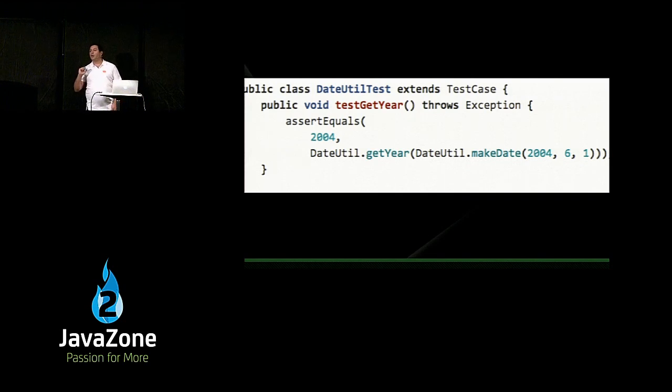If it fails, you don't know which one of the calls was failing: the make date or the get year. That's one. That's good. So, separating the actions from the asserts.